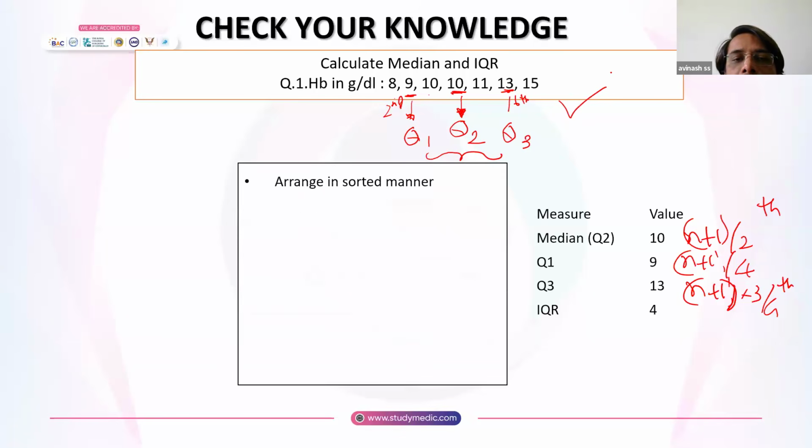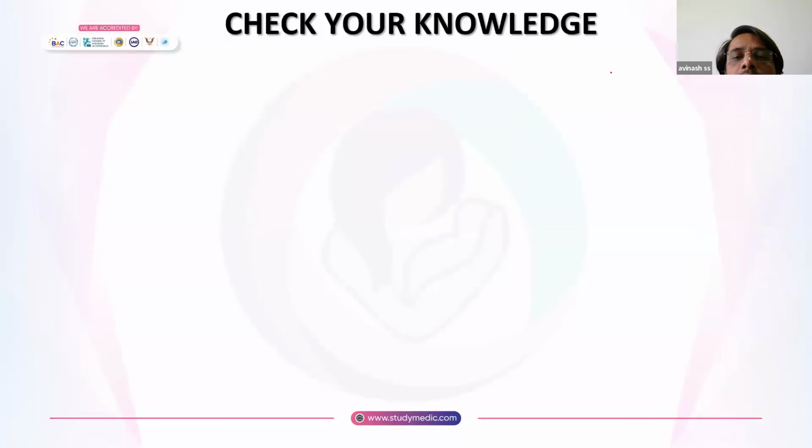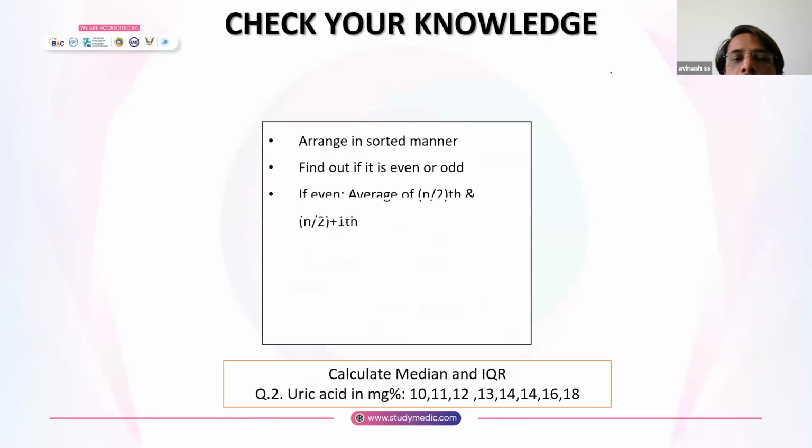So that is the median. Arrange in sorted manner. Find out if the data set is even or odd. If it is odd, use the centralmost number valued formula and then find out the interquartile range. Okay. Similarly, when the data set is even, how do we find out? It is also arranged in sorted manner. Find out if it is even or odd.